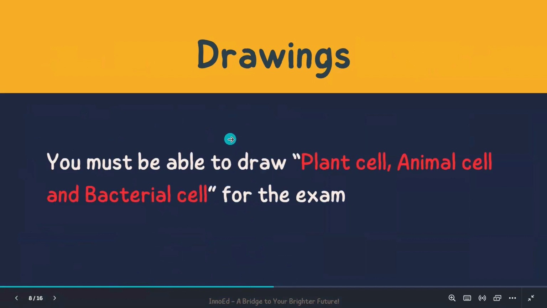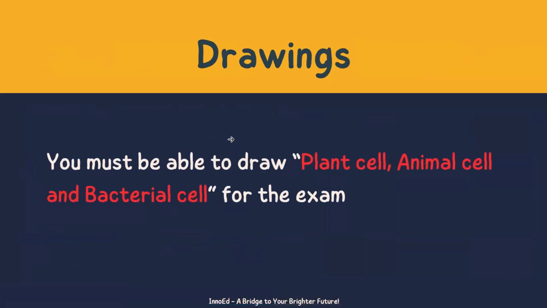Here is the note. You should be able to draw the plant cell, animal cell, and bacterial cell for your exam. You are not expected to draw it like an artist, but you should be able to draw them neatly in single lines without much interruption, and you should be able to draw and label them correctly.